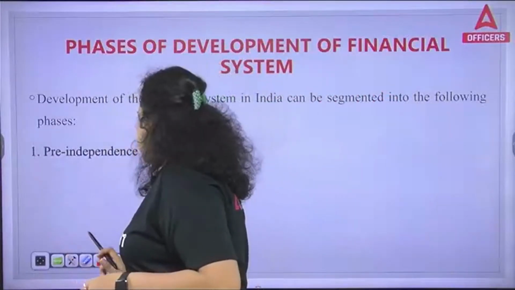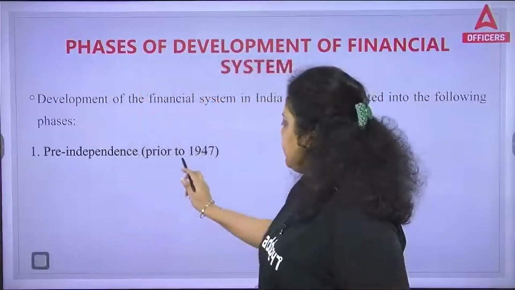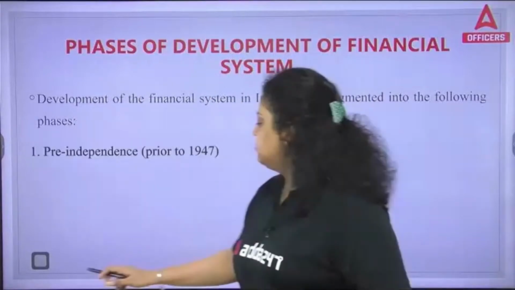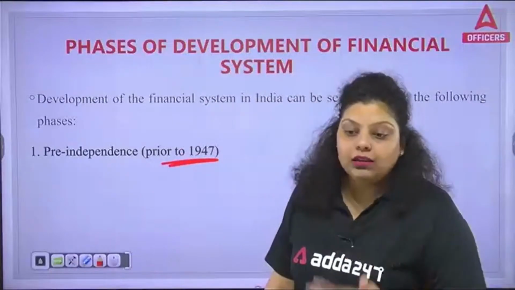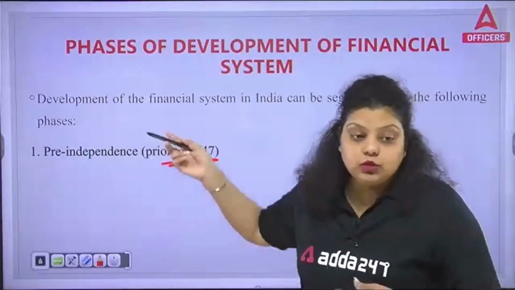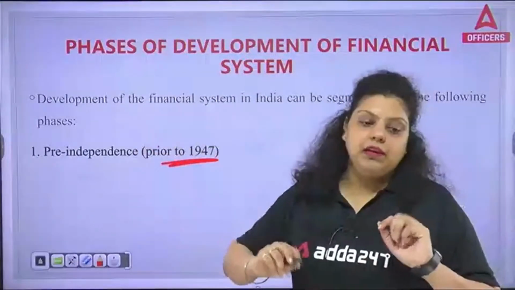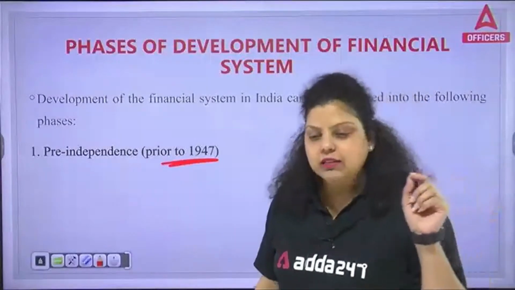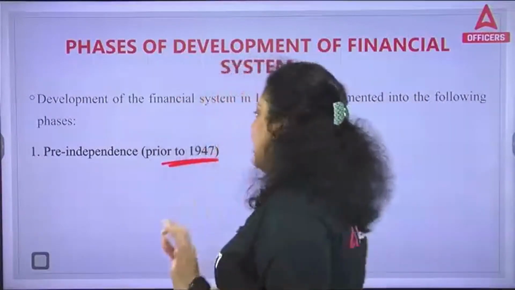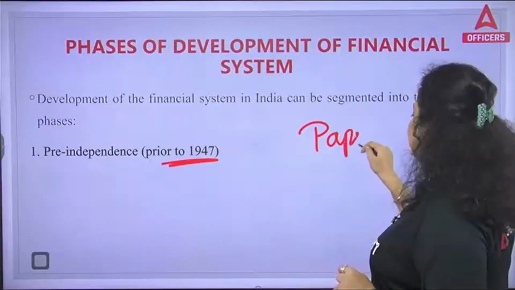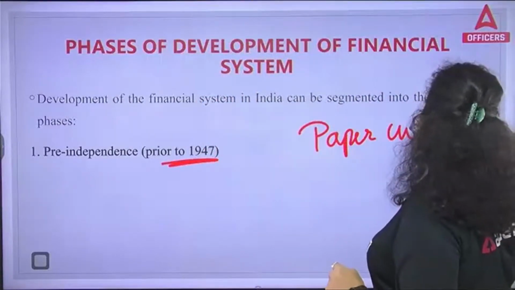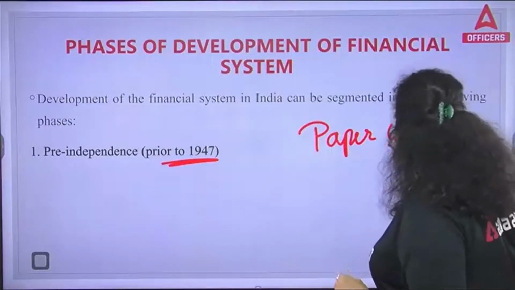So first we have the pre-independence era. Pre-independence means obviously prior to 1947. We got independence in the year 1947. So before that, what used to happen in the country, we are going to discuss here. Achha, first let me know who started the paper currency. The paper currency formation started by whom in India?